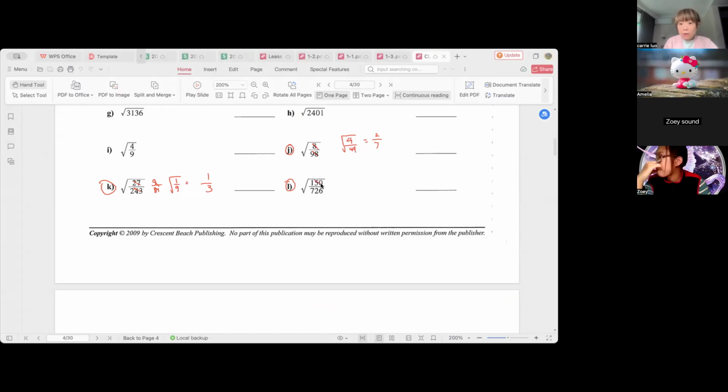Okay, Zoe, the last one, 150 over 726. We are going to divide by 2 first, giving 75 over 363. And again, they can both be eliminated by the factor 3, correct? So 25 over 121. This one is very easy. So it's 5 over 11. Did you get it all right?